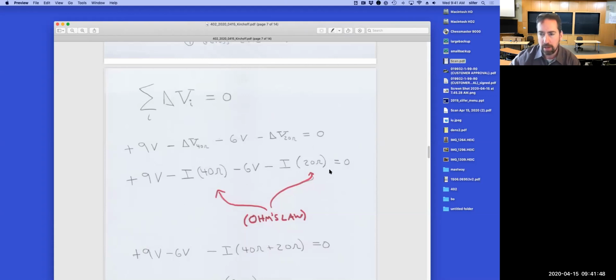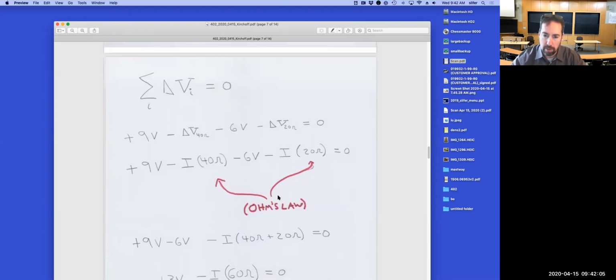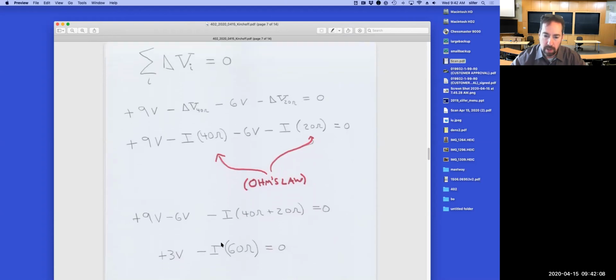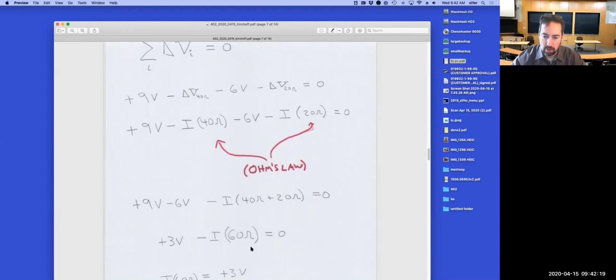So now it's just a mathematical problem. Now we're doing algebra. So we have 9 volts and 6 volts, I'm bringing those together. We have this unknown current in 2 different places in my problem. So I have I times 40 plus 20. I just took out the common I, the common negative I actually. And now I'm left over with 9 minus 6 is equal to plus 3. And 40 plus 20 is equal to 60. So I have plus 3 volts minus I times 60 ohms equals 0.